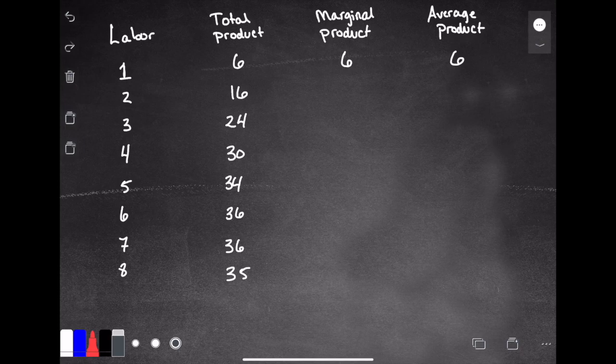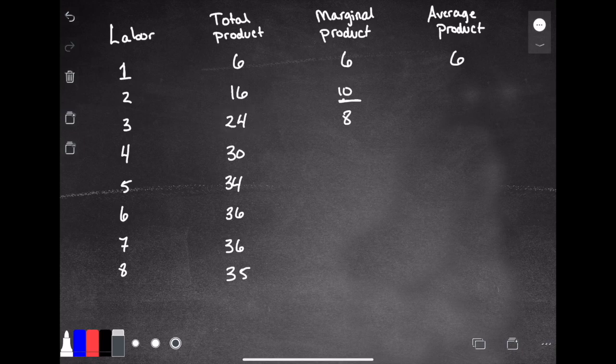Okay, so if we wanted to calculate the marginal product of the second unit of labor, what we would do is look at the total product with 2 people and compare that to the total product with 1 person, and we could see that it increased by 10. If we wanted to calculate the marginal product of the third, we would take the total product of 3 and subtract from that the total product of 2, and that gives us a marginal product of 8.